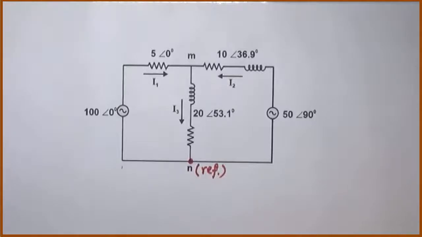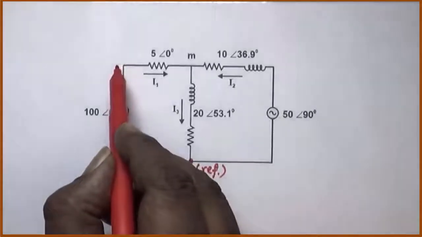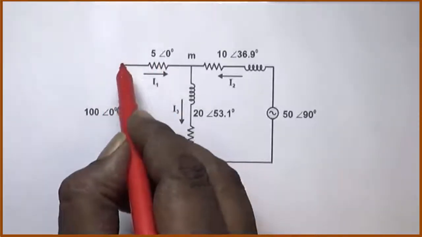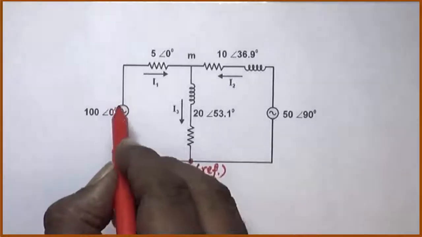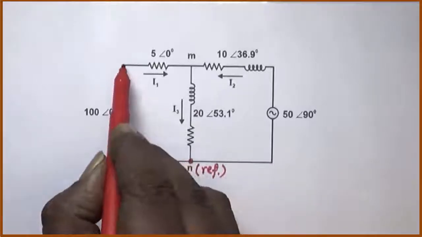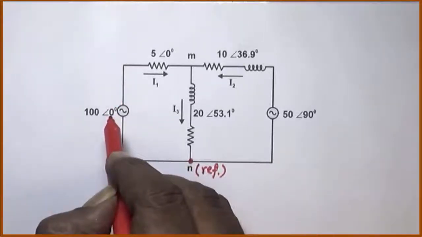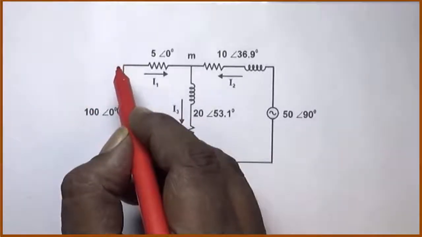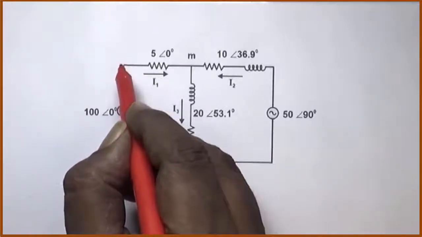Remember, in nodal analysis, we apply KCL at those nodes where voltages are not known. So, let us find what these points are. Consider this point, which is a junction of this voltage source and this branch. Between this point and reference, one voltage source of 100 angle 0 is directly connected. So, voltage at this point is 100 angle 0, which is known. Since voltage at this node is known, we will not apply KCL at this point.